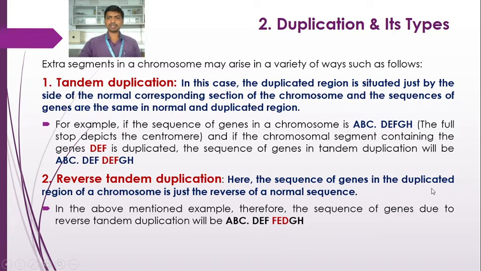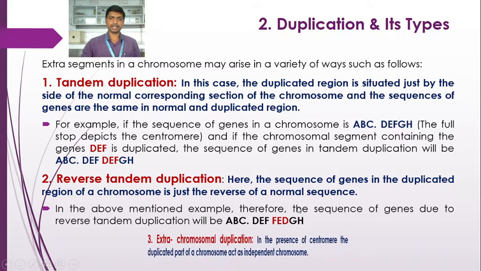Here the sequence of the genes in the duplicated region of a chromosome is the reverse of the normal sequence. The normal sequence is D, E, F, and this region has been duplicated. When this duplicated region attaches to the normal chromosome, the sequence of the genes is reversed. Here the sequence is A, B, C, full stop, D, E, F, F, E, D, and this is the duplicated region, so the sequence here is reversed, F, E, D, G, H. This is the reverse tandem duplication.